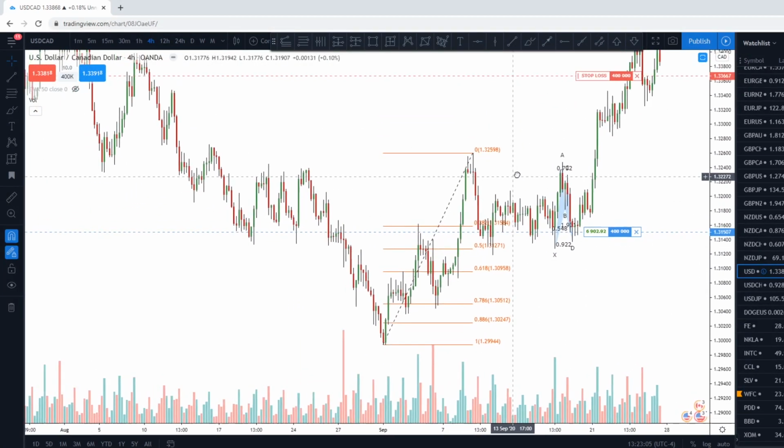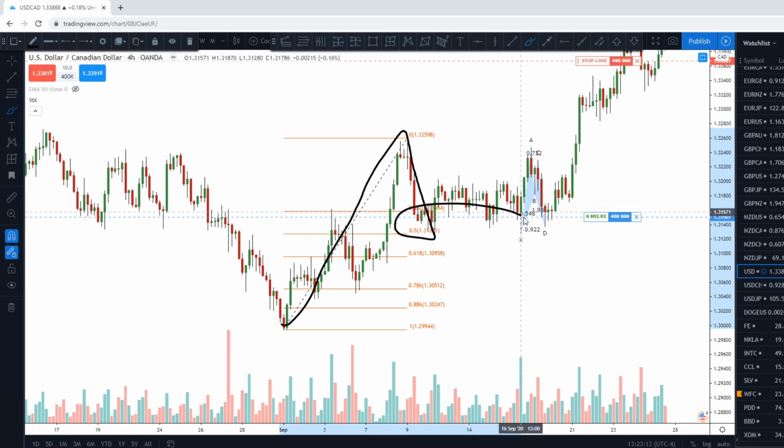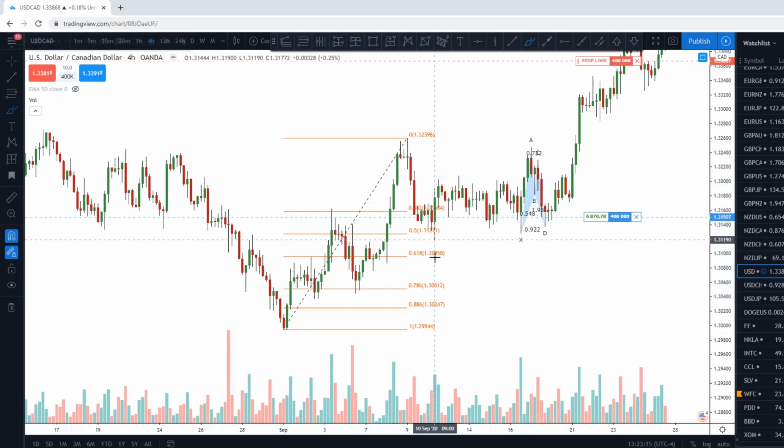So then what do we do? We zoom in a little bit and we just see what's going on here. So what do we see? We got our move up, then we get our move down, and then what do we see happen? We caught some support, okay, right around that 50% Fibonacci retracement level. Okay, so we got that support, and we also see that obviously this is a higher low, right?